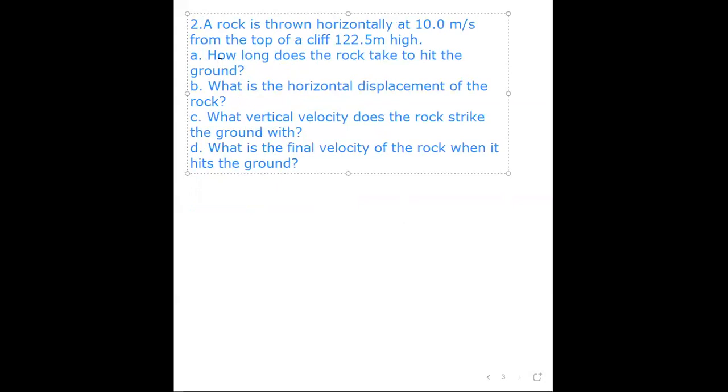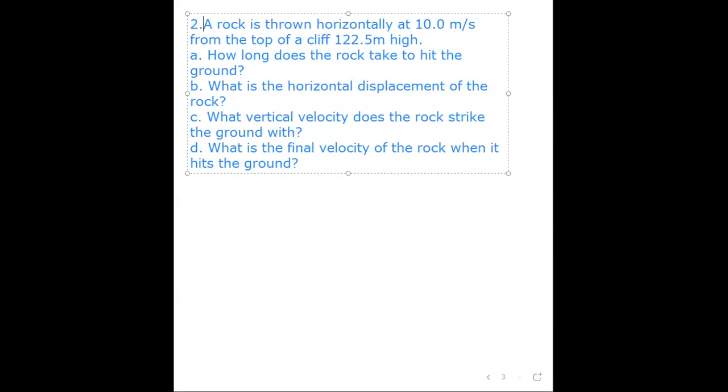This question is a projectile motion question. It's good to just draw a diagram, but let's read it first. A rock is thrown horizontally at 10 meters per second from the top of a cliff 122.5 meters high. Part A asks, how long does the rock take to hit the ground? Part B, what is the horizontal displacement of the rock? Part C, what vertical velocity does the rock strike the ground with? And part D, what is the final velocity of the rock when it hits the ground?